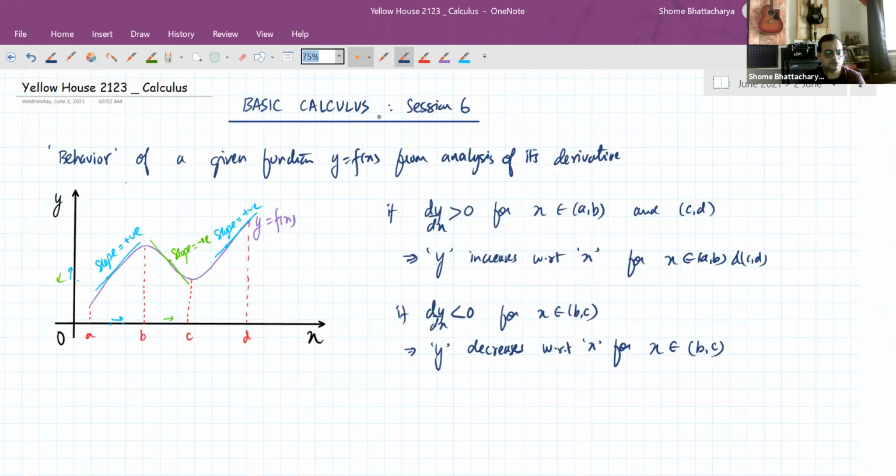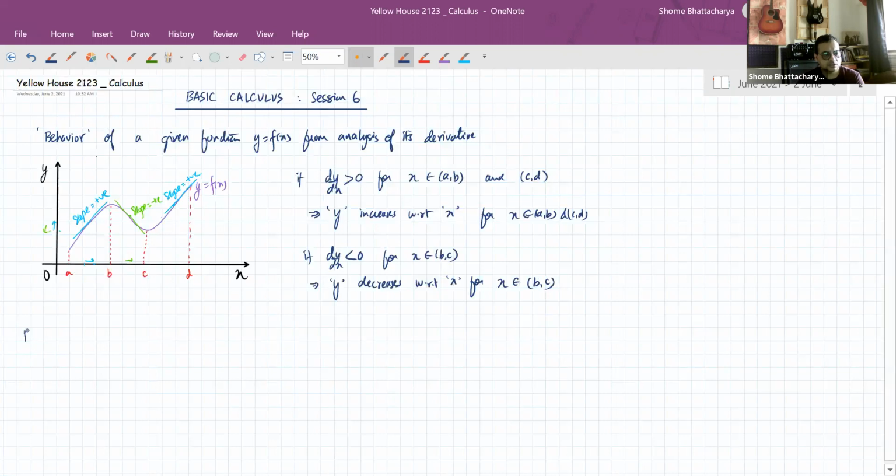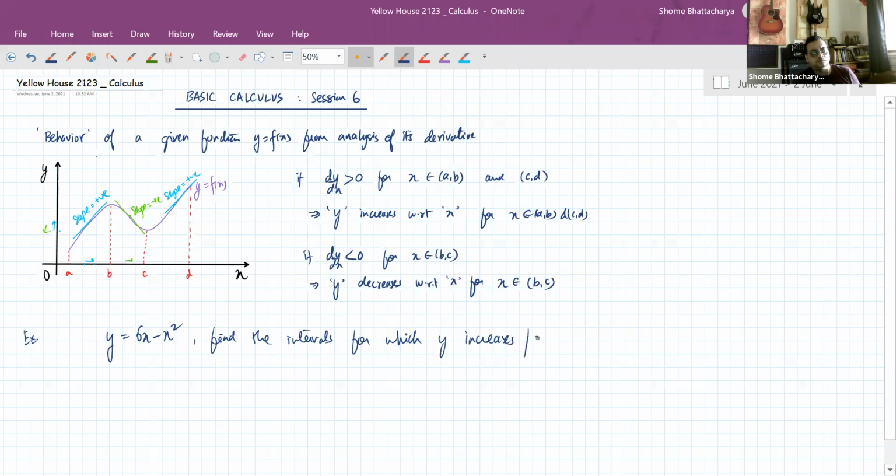So if, for example, we have a function whose graph we are not aware of. Okay, so for example, let's say we have a function like this, 6x minus x square. So to begin with, we are not aware of the graph of this function, but can we use calculus to find out the behavior of the function? And yes, definitely we can. All we have to do is apply this concept over here for this particular function. So if we want to find out the intervals for which y increases or decreases with respect to x, we can do that very easily by applying this concept.